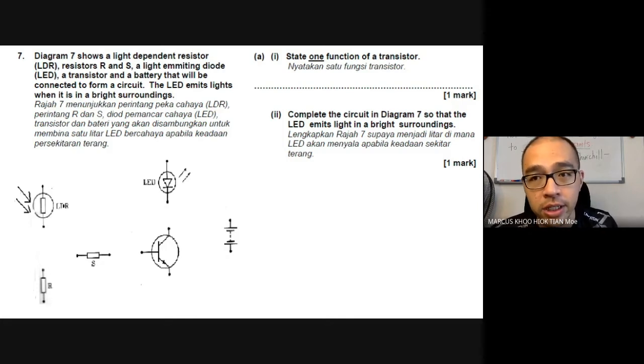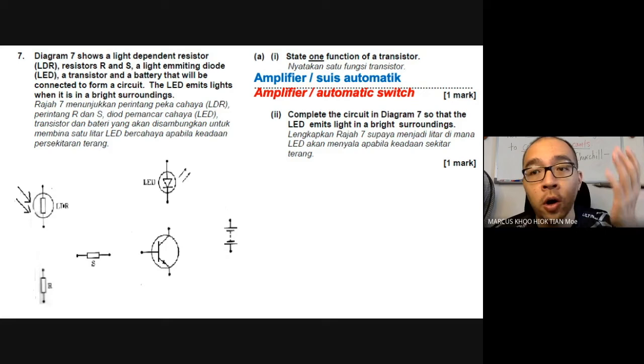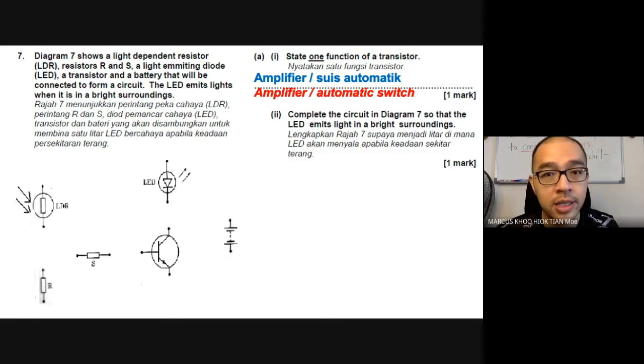State the function of a transistor. This one I would ask somebody. The function can be either an amplifier or an automatic switch. There is not really much answer to this, at least at Form 5 level. We only learn two functions of a transistor: to amplify current or to work as an automatic switch.